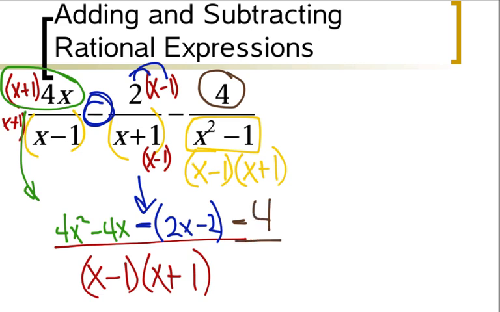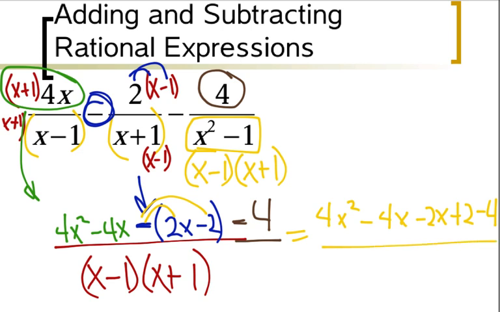Okay. Now we do want to actually distribute that negative sign, and that will cause us to have 4x squared minus 4x minus 2x plus 2 minus 4, all over our denominator of x minus 1 times x plus 1.